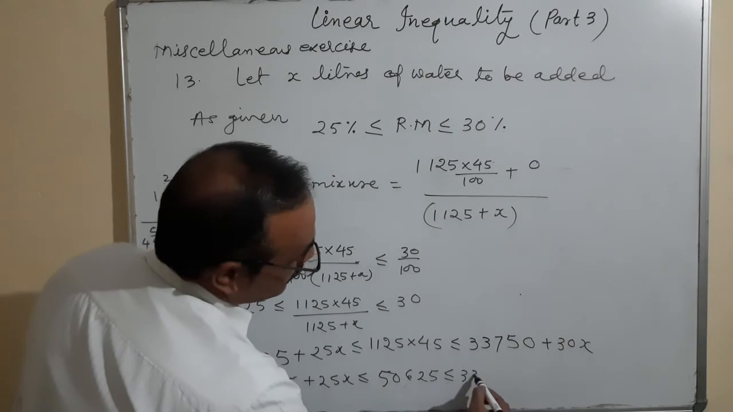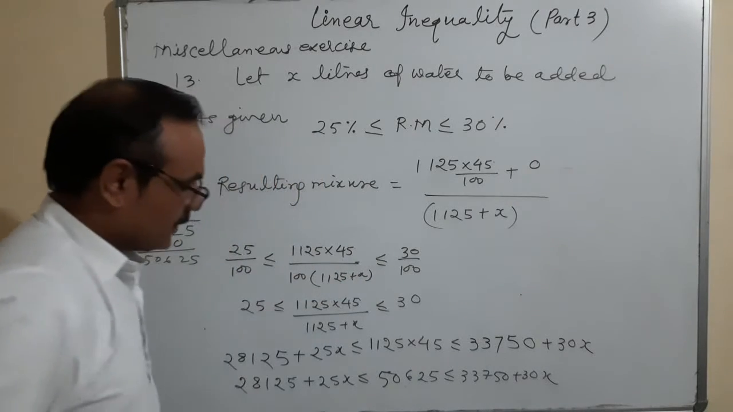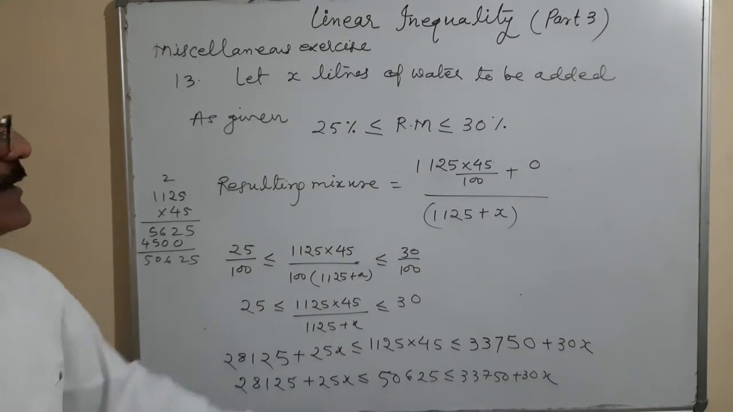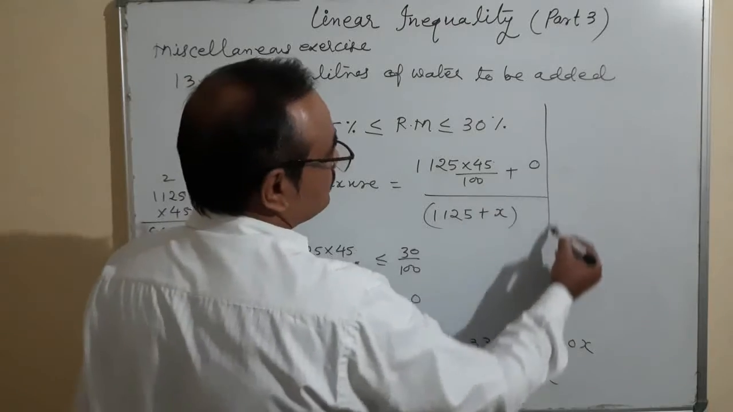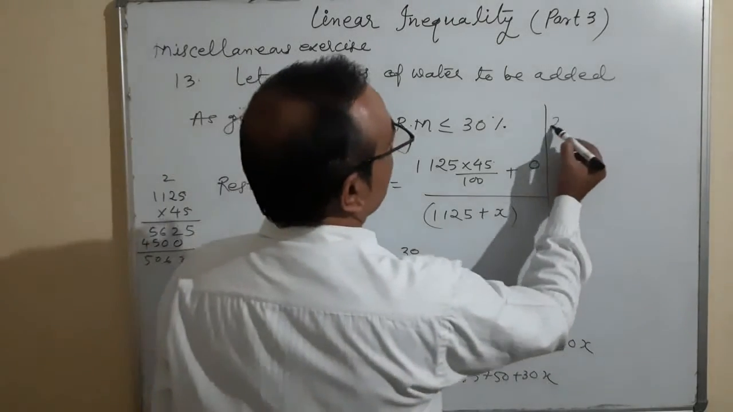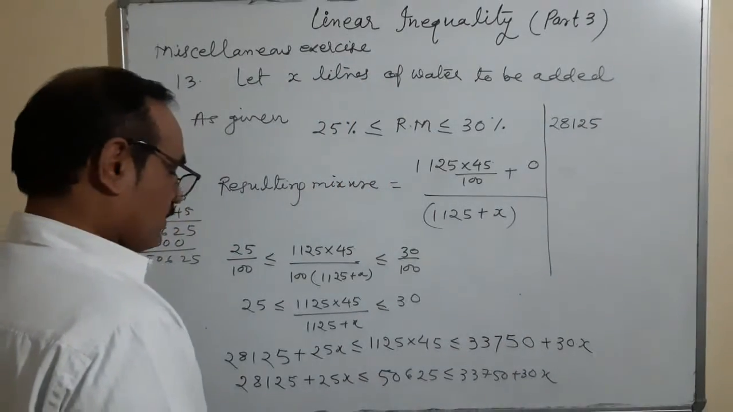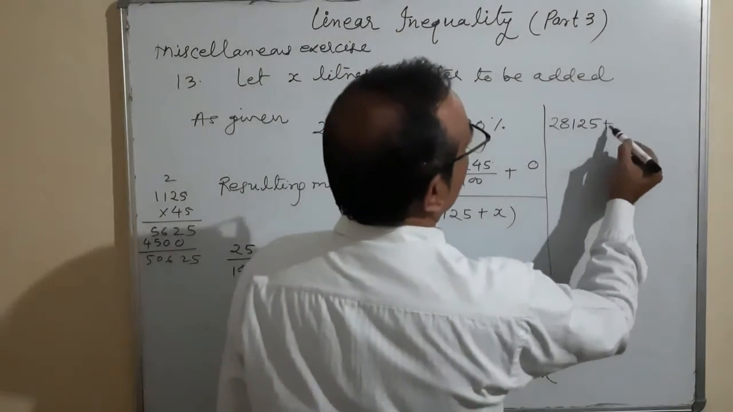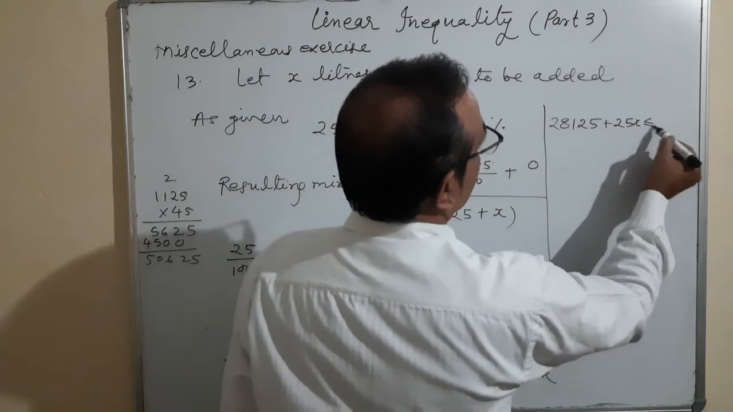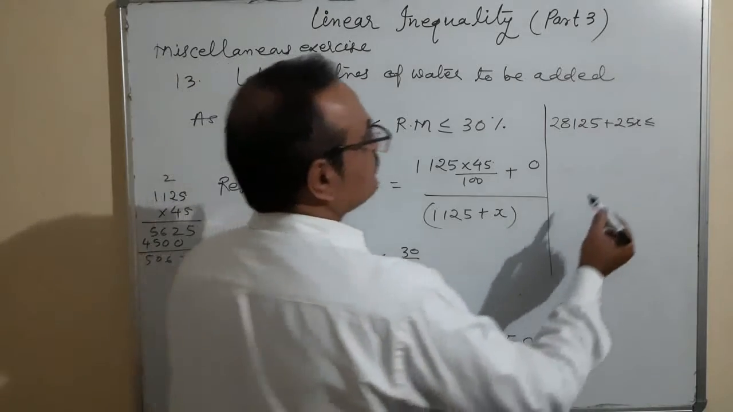Less or equal to 33750 plus 30x. Okay. Here I can take this term first. So what is this? 28125 plus 25x is less or equal to 5625.